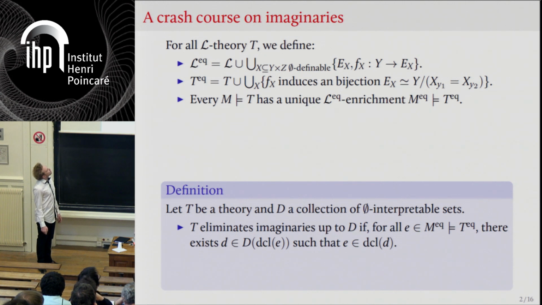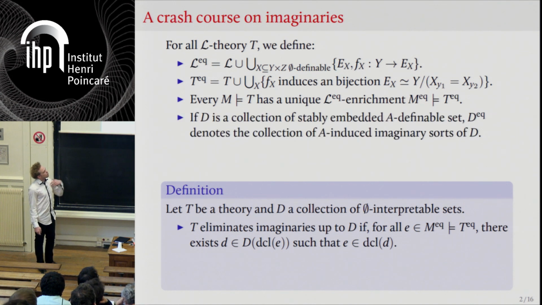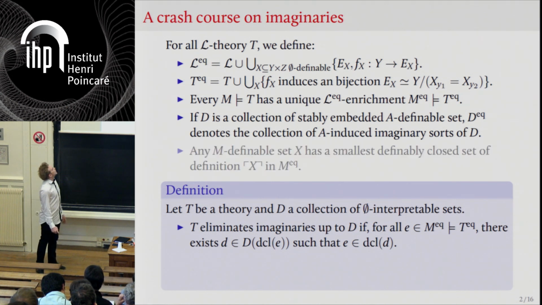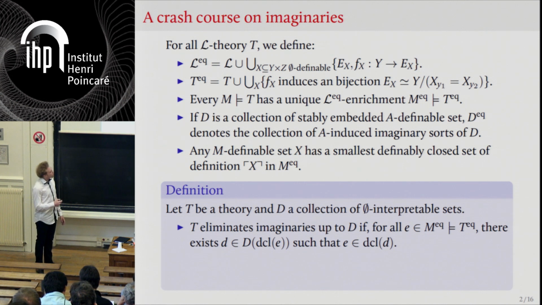So let me define a few more notations that I will be using throughout the talk. So sometimes I don't want to take all imaginaries for the whole theory, and I just want to take those that live inside a certain collection of sets. So if I take D, stably embedded, a definable collection of sets, so you can mostly ignore stable embeddedness. It's just to make sure that the A-induced structure does what I want it to do. And then I will denote by DEQ the collection of imaginaries that you get on the structure induced by A on D. And also, I will be using this notation a lot.